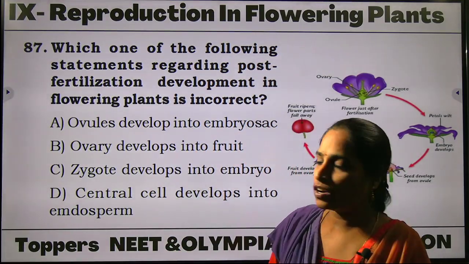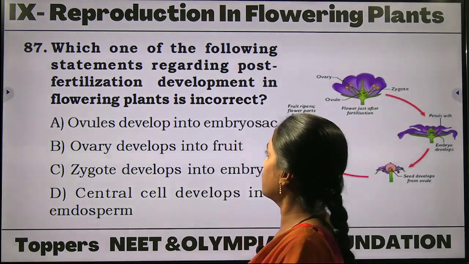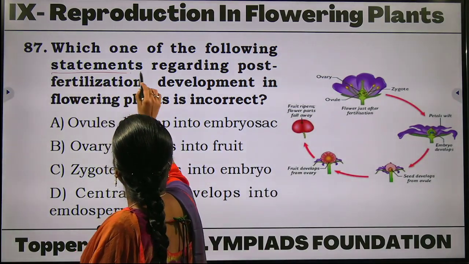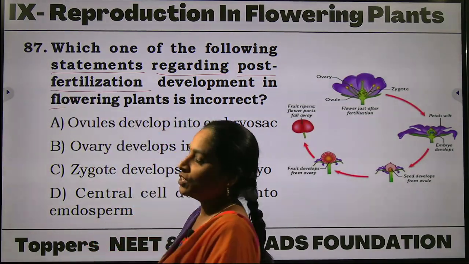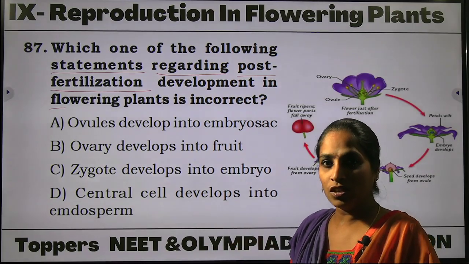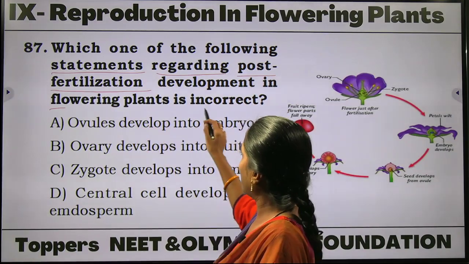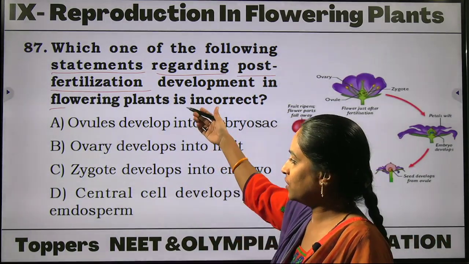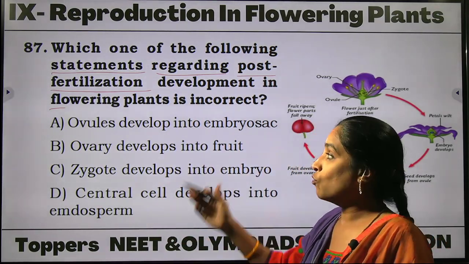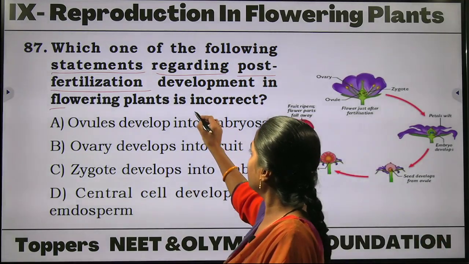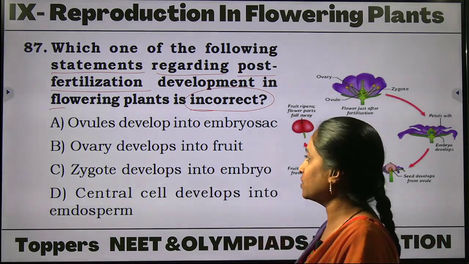87th question. What is the 87th question? Which one of the following statements regarding the post-fertilization development in flowering plants is incorrect? Post-fertilization in the sense after the fertilization process, what will be the condition of which organ he is asking. Okay, so he has given here the 4 statements. Out of 4 statements, after the fertilization process, what develops into what he is asking here. Okay, so we need to consider which is the incorrect statement.